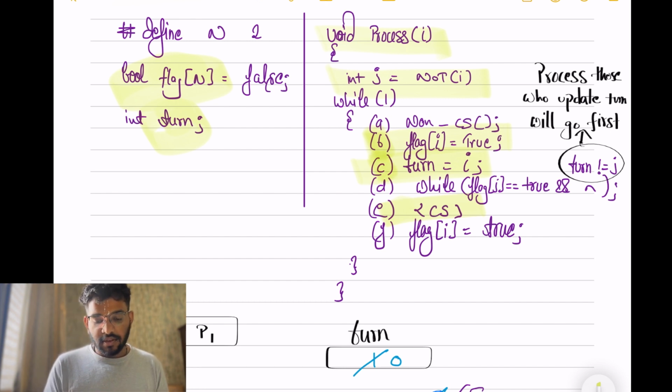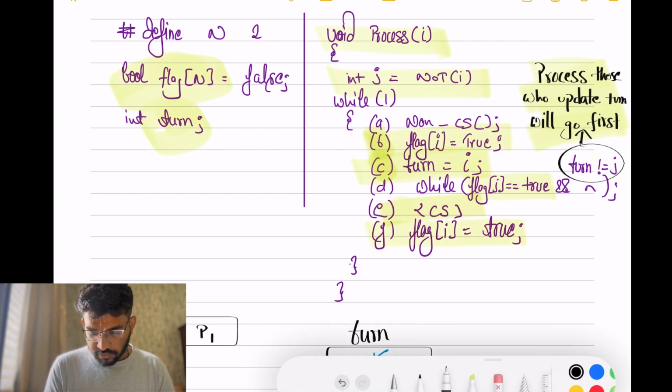Turn equals to i. Then there is a while loop which will check if flag of j is equal to true. Flag of j equals true means that the other process, P2, wants to execute the critical section. If the other process does not want to execute the critical section, then we can execute it. Turn not equals to j means that if both processes want to execute the critical section, then the process which came first will execute the critical section. And flag of i is set to false. Here it should be false, I guess.